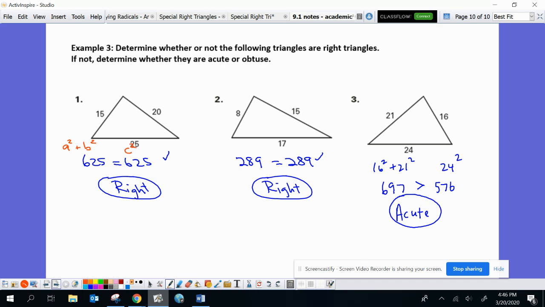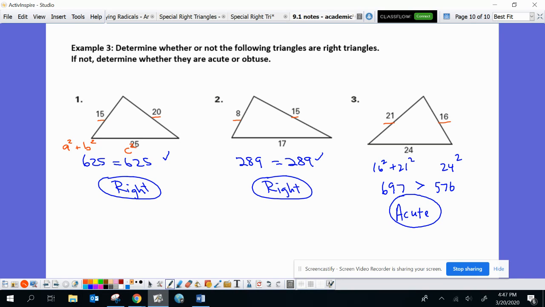Here are our results. We've got a right, and an acute. And just to kind of go over this, in number 1, a squared and b squared would be 15 and 20. You compare that to c squared, 25 squared. They were the same. In number 2, 8 and 15 were your a and your b. 8 squared plus 15 squared, 289. 17 squared, also 289. In number 3, 16 and 21 are your a and b squared. That gives you 697. 24 squared was 576. So the 2 beat the 1. Therefore, we go with the acute.